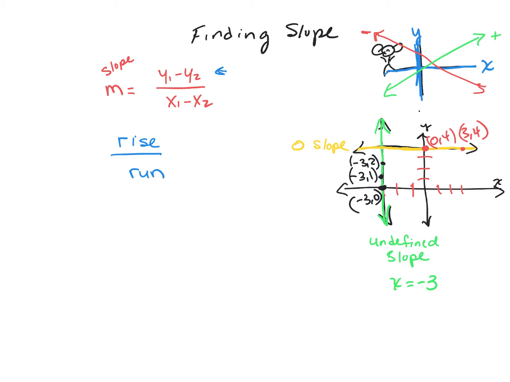The y is 4, so the equation of this line would be y equals 4. Whenever you see y equals a number, it's going to be 0 slope, okay? Now let's go with the green one first.